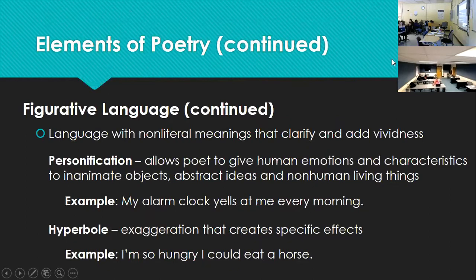Then you have personification. Poets use this to give inanimate objects life, kind of like the alarm clock yelling. You'll see that. And then you have hyperbole. And these are exaggerations that are used to create effect. Kind of like, I'm so hungry I could eat a horse. So there's a lot of different elements in the poetry that can be brought out, and it makes it happy, and the kids just get into that kind of thing.